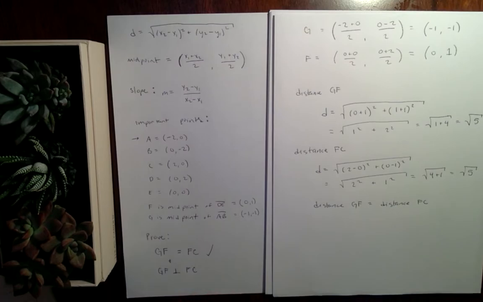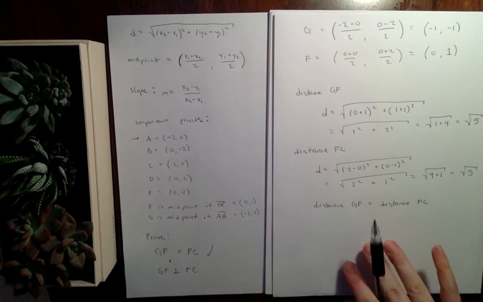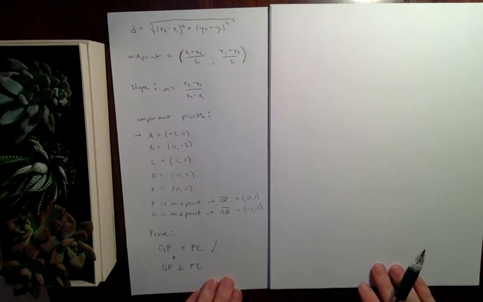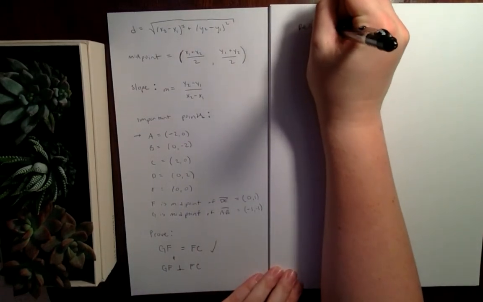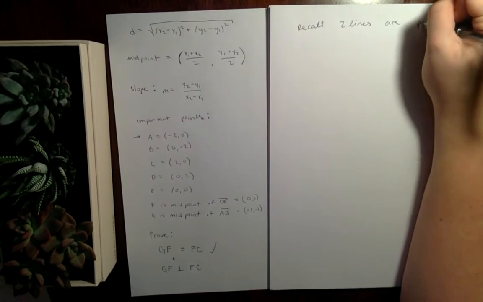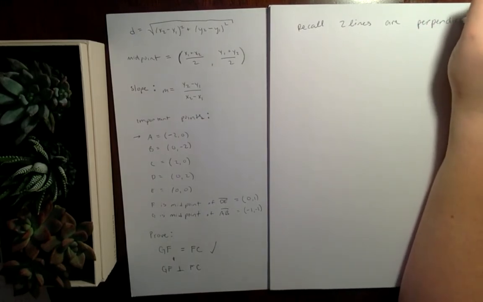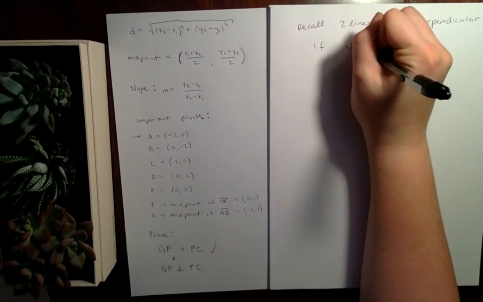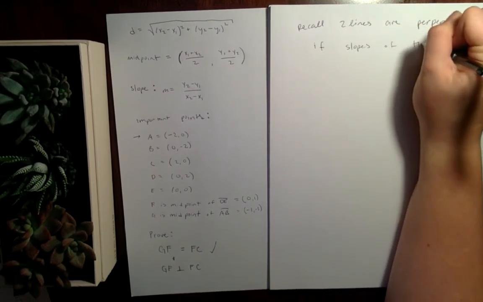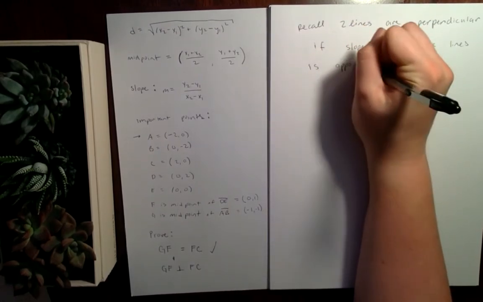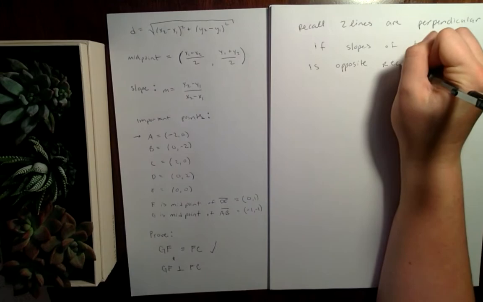Now our second claim is that GF is perpendicular to FC. So let's do a new sheet of paper for this. So this is a recall that two lines are perpendicular if the slopes of those lines are opposite reciprocals.